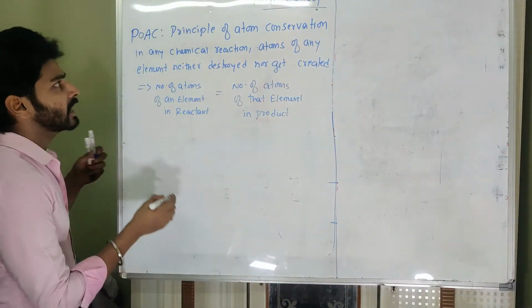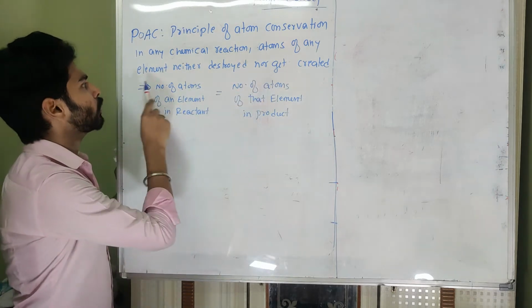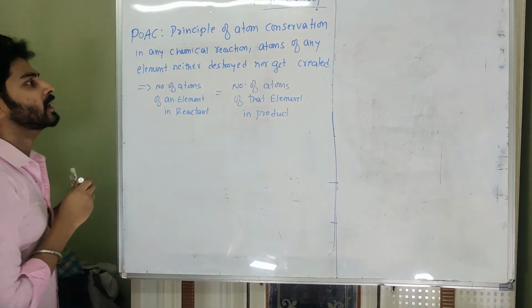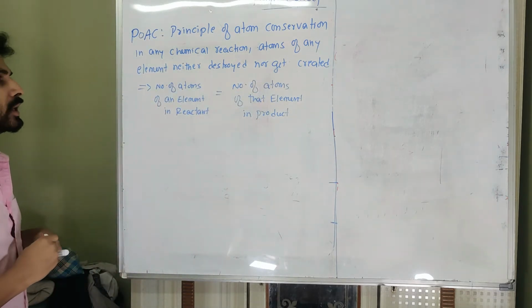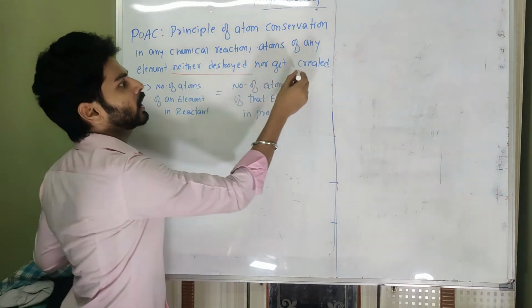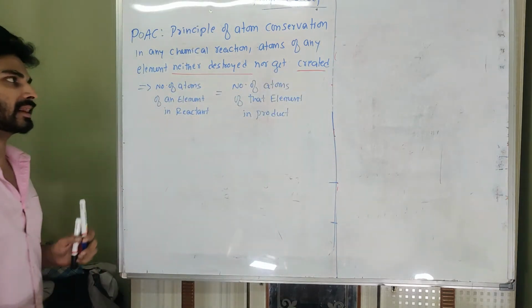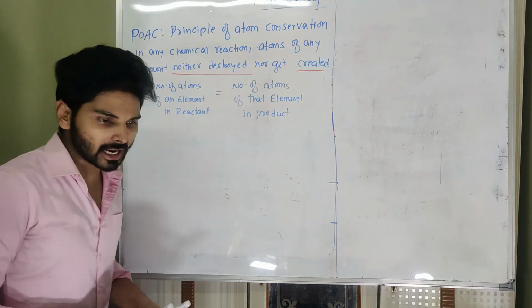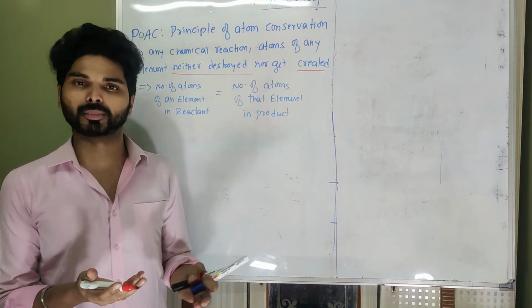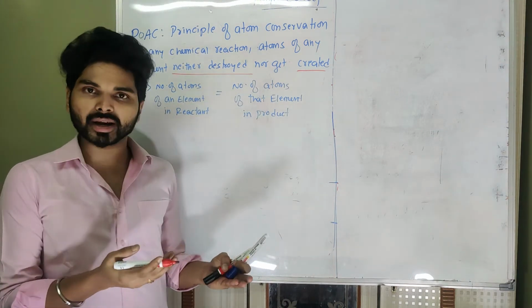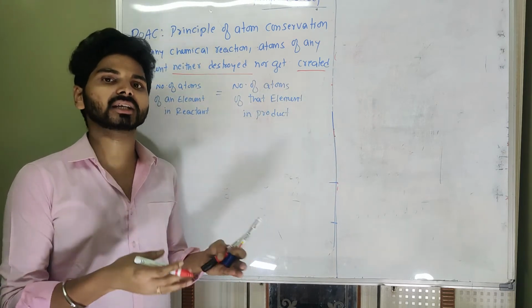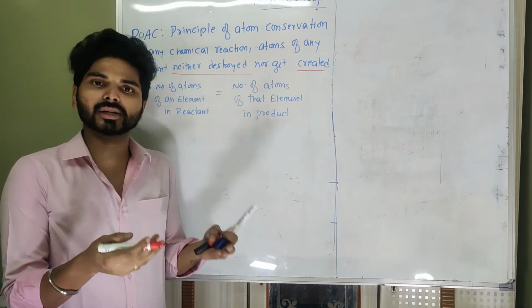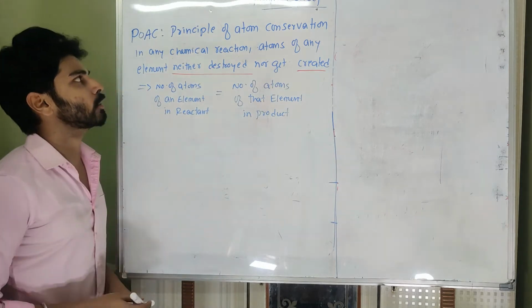It says that in any chemical reaction, atoms of any element are neither destroyed nor created. So no new atoms are going to be produced in the process. If you are doing some chemical reaction, no new atoms are produced. We are not talking about nuclear reactions. In the case of nuclear reactions, yes, new atoms and new elements are produced. But here we are talking about chemical reactions.